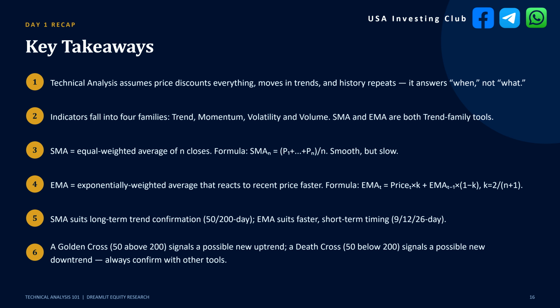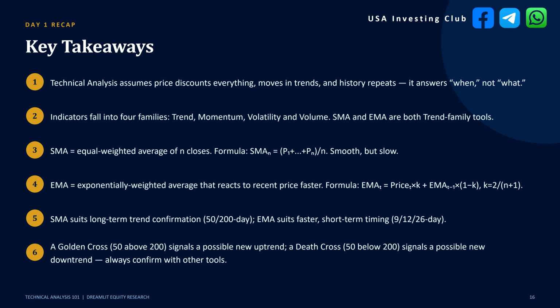3. The SMA is an equal weighted average of N closes, following the formula SMA sub N equals the sum of P1 through Pn, divided by N, smooth but slow. 4. The EMA is an exponentially weighted average that reacts to recent price faster, following the formula EMA sub T equals price sub T times K, plus EMA sub T minus 1 times 1 minus K, where K equals 2 divided by N plus 1. 5. The SMA suits long-term trend confirmation at 50 or 200 days, while the EMA suits faster, short-term timing at 9, 12, or 26 days.